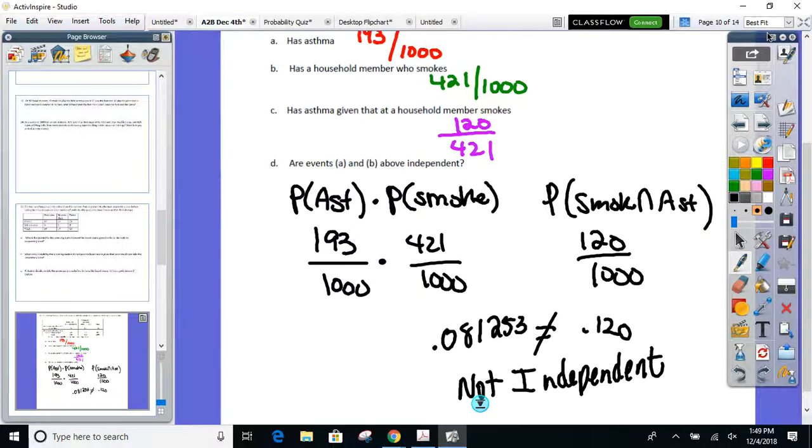Okay, I'll leave those up there. You guys can take a look. How do I know for C to use the total 421 or 190? Well, what's given to you? They're already in the household members who smoke. So now I look at that total, household members who smoke. All right, that's what goes on the bottom.